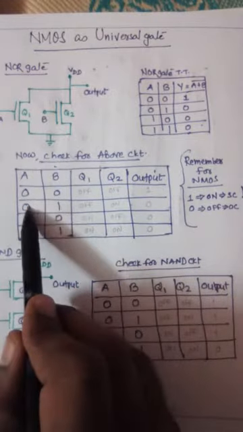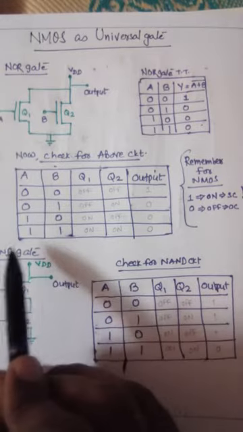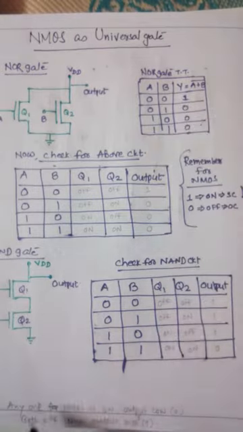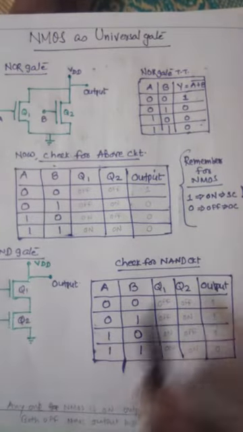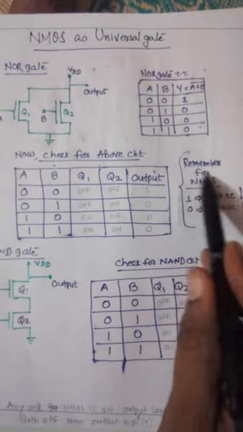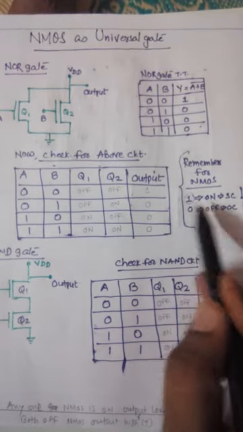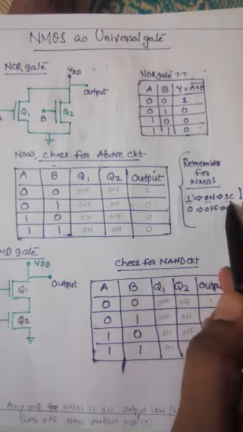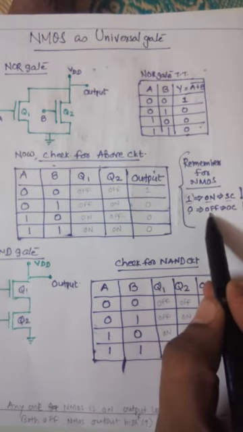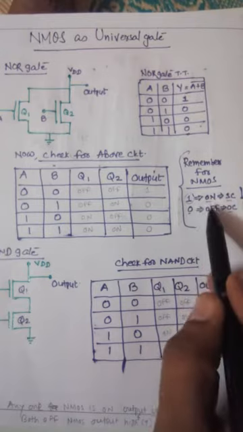Here are 0 0, 0 1, 1 0 and 1 1. So we can check these four logic cases to see whether their output matches a NOR gate or not. Remember one thing, as we know previously, for an NMOS circuit, if the input is high it is always on, which means a short circuit condition, and if the input is low it is always off, which means an open circuit condition. Now check this, remembering the NMOS characteristics.